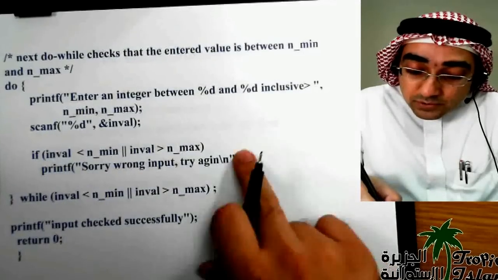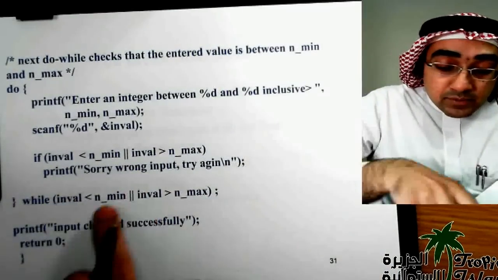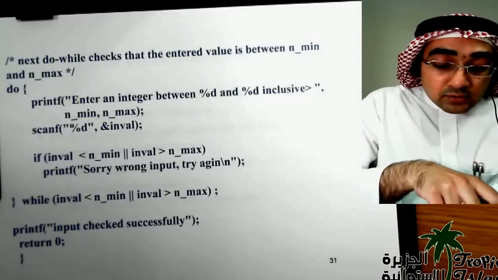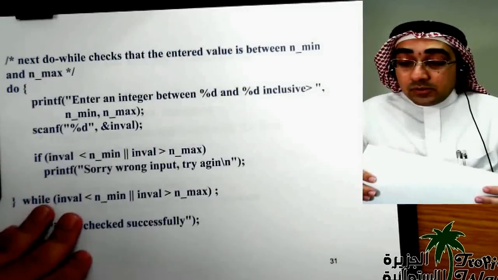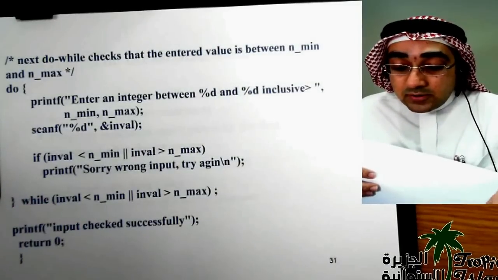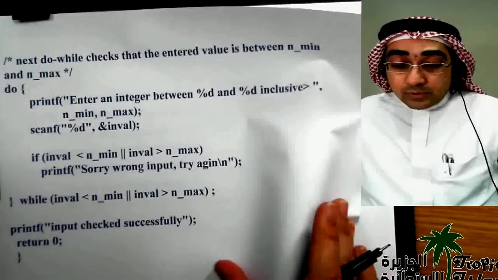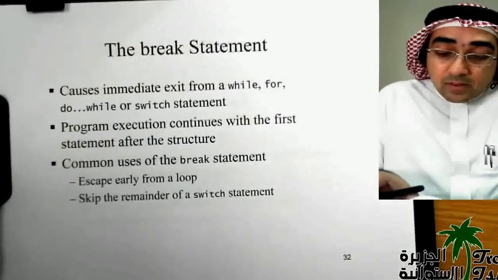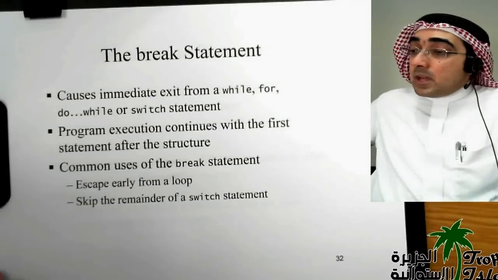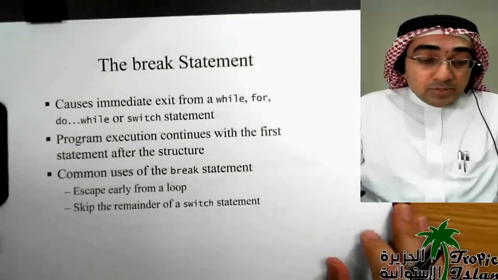So suppose he enters this number. If he enters this number, this condition is going to become false, and you get out and you say, oh, I checked all your inputs successfully. Okay, so this is another example of the do-while loop, and how you actually use them. They're very useful loops. Sometimes they are called repeat until, but in C they're called do-whiles.